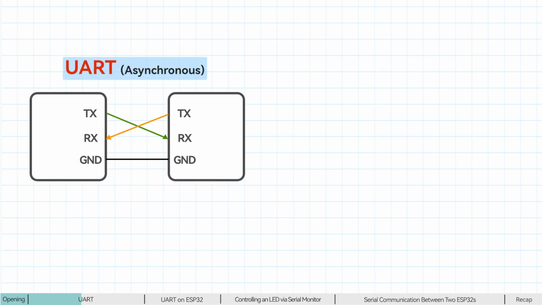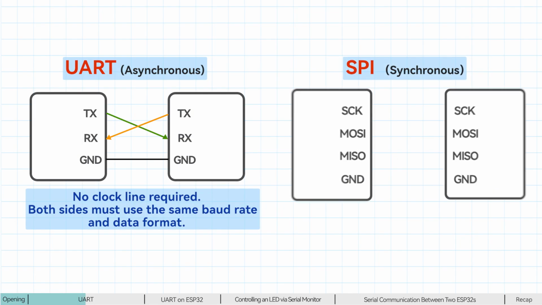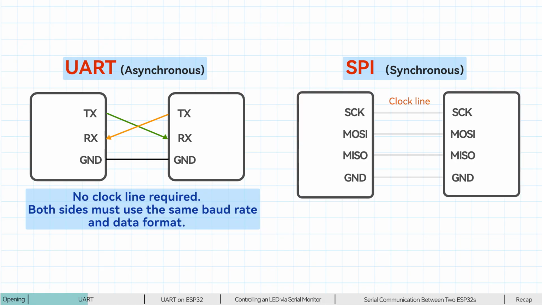Another main feature of UART is that it is asynchronous. This means that, unlike synchronous protocols such as I2C and SPI, the communicating parties do not need to share an extra clock signal line to keep their clocks synchronized. Therefore, to correctly send and receive data, both sides must agree on the same parameters in advance, such as the transmission speed and the data frame format.